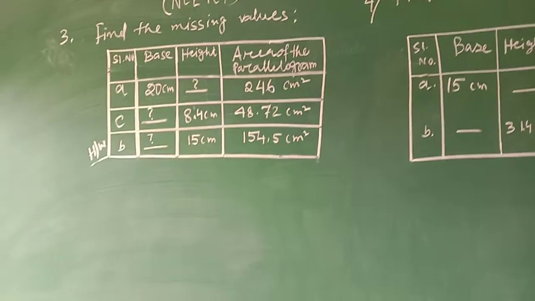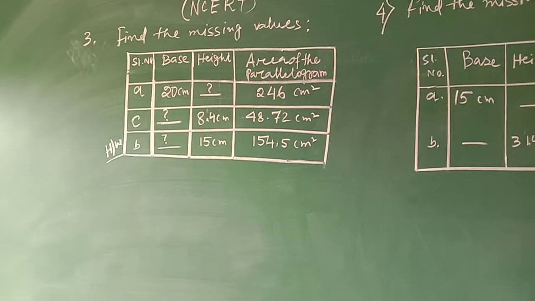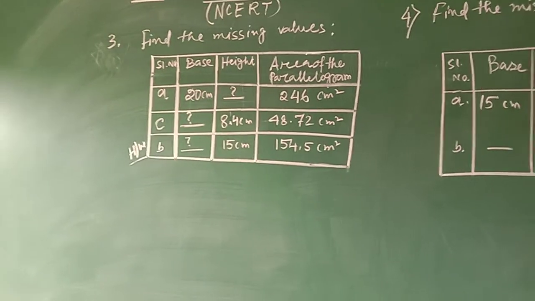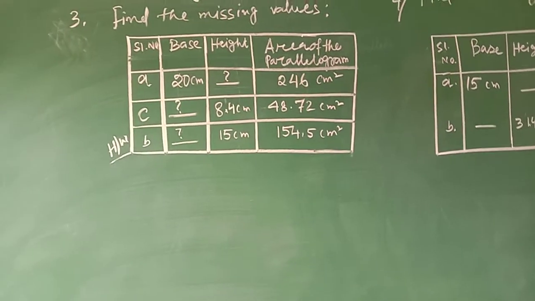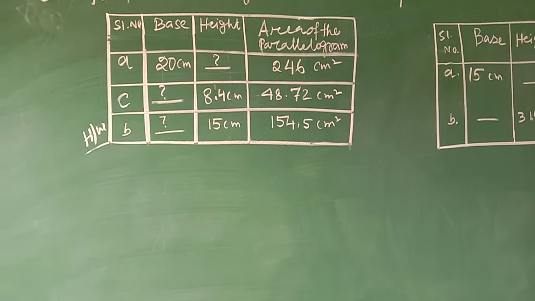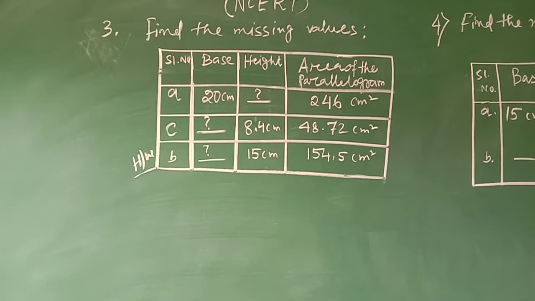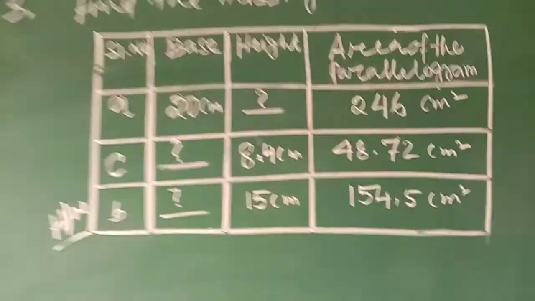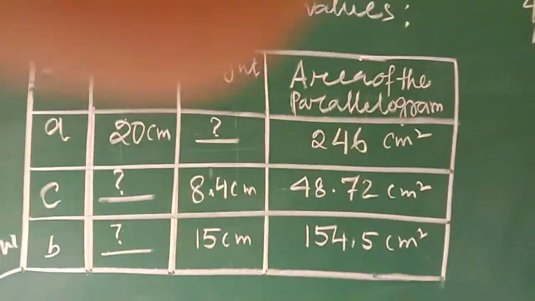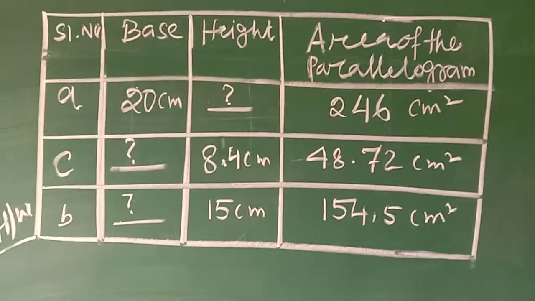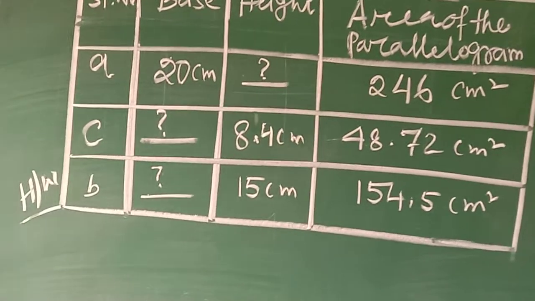So when the area of the parallelogram is given, and base and height, in between base and height one value is given, then you have to find the other one, which is the missing number. The question is find the missing value. So as it is the area of a parallelogram, you have to use the formula of the area of the parallelogram.